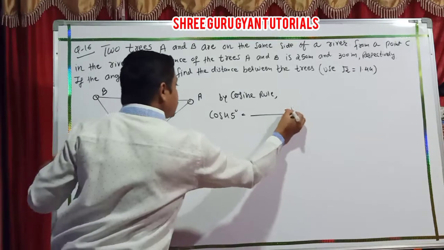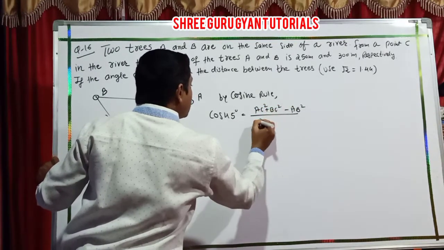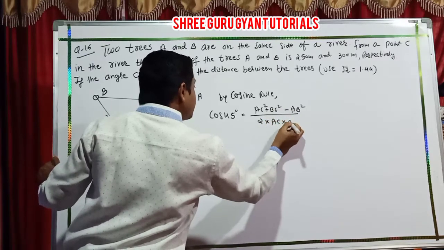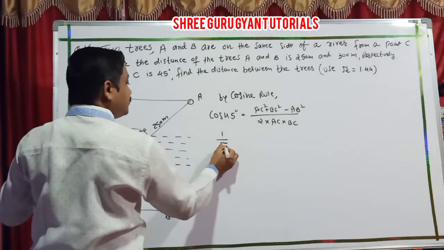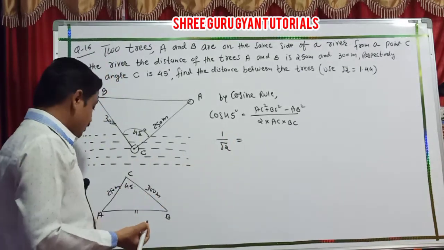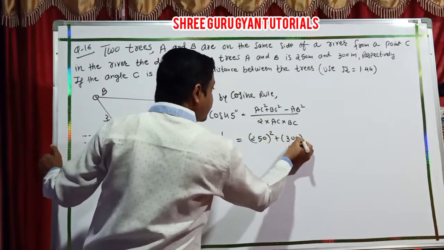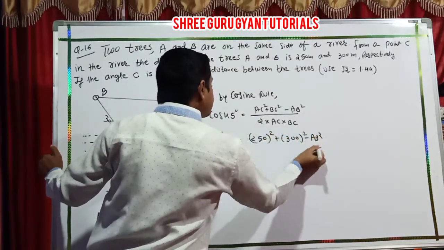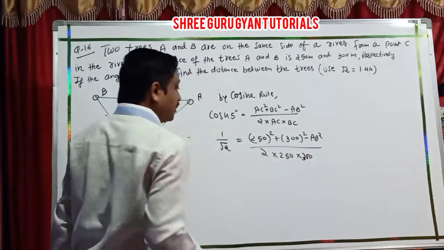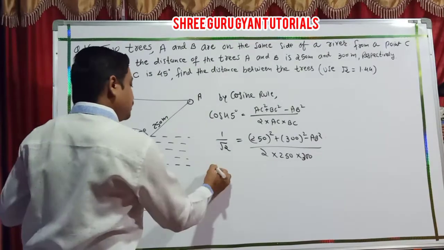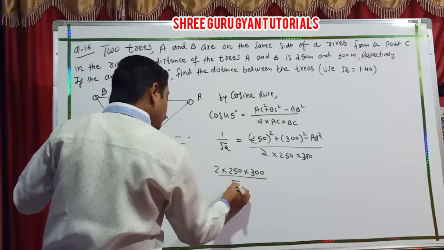AB. So here subtract according to the rule: AC square plus BC square, same, minus 2 times AC into BC, same. Now put in the values. Cos 45 is known as 1 by root 2. AC is 250 square, BC is 300 square, and AB square is as it is, 2 into 250 into 300. It's very easy, just multiply it. 2 into 250 into 300 by root 2.